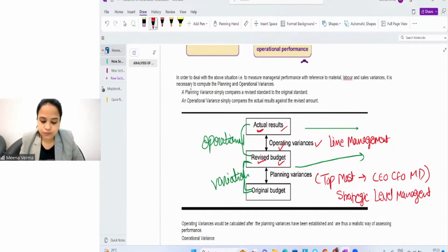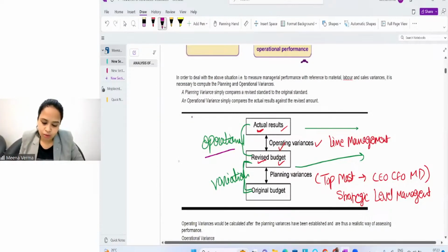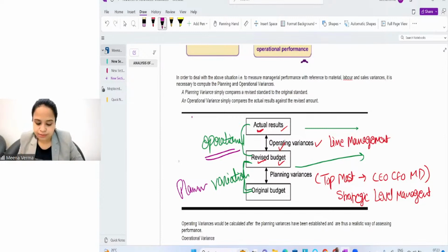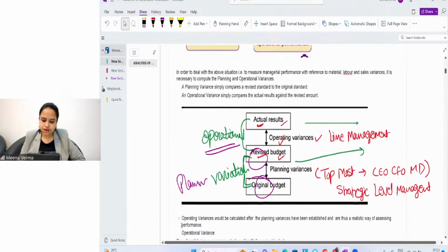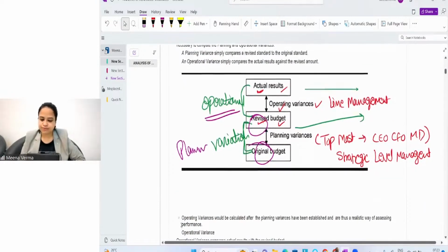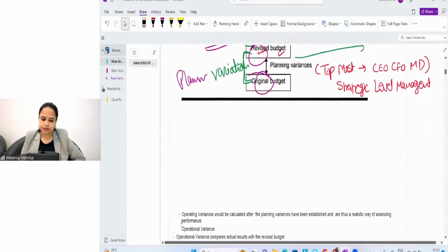All right. So this is our operational variation and planning variation. Just keep it in mind. Planning variation means the original budget and the revised budget; that is your planning variation. And what is your operational variation? It is your revised budget minus actual budget. Give me 1 minute. I'll just try to explain you something new.